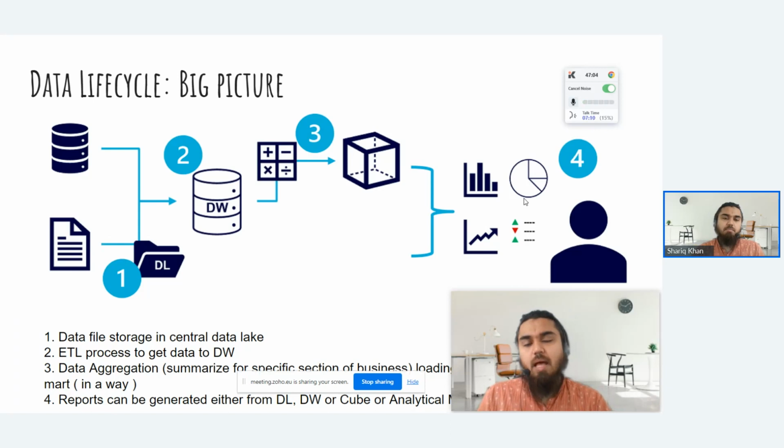So analytics happens and can happen at any stage of this data life cycle. It can happen in the beginning itself, which is at data lake. It can happen at data warehouse, or it can happen at data mart. The only difference is that you need to do a lot of work versus less of work. But also it can vary for your organization.